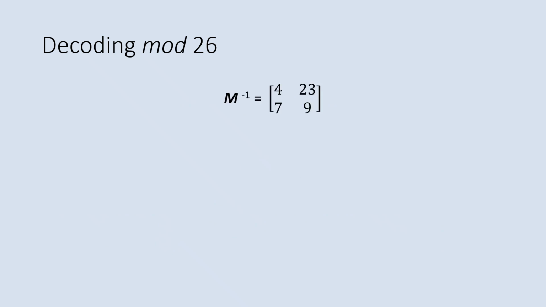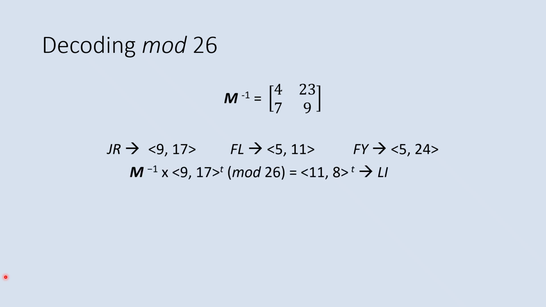So here's the inverse matrix. We have the encoded message now, JR, FL, FY. We take those two-dimensional vectors and do the multiplication. Multiply M inverse by 9, 17. Again, this is the transpose of that vector. And if we do that calculation mod 26, you can check, and we do get 11, 8, which is the LI that we were hoping to get back.